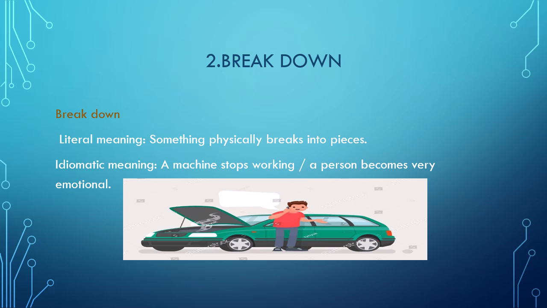Now let's move to the second phrasal verb, which is break down. Break down in the literal meaning means something physically breaks into pieces. For example, when you broke a glass of water and it becomes a lot of pieces. So this is break down in the literal meaning, but idiomatically we can use it when we are referring to a machine that stops working, or a person who becomes very emotional. You can use this phrasal verb and sound natural in your daily English.